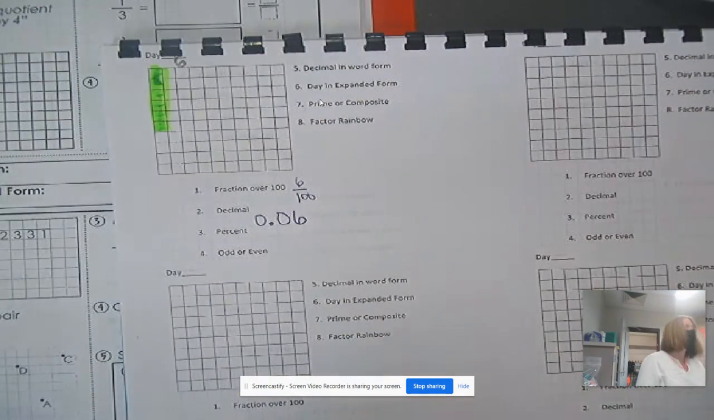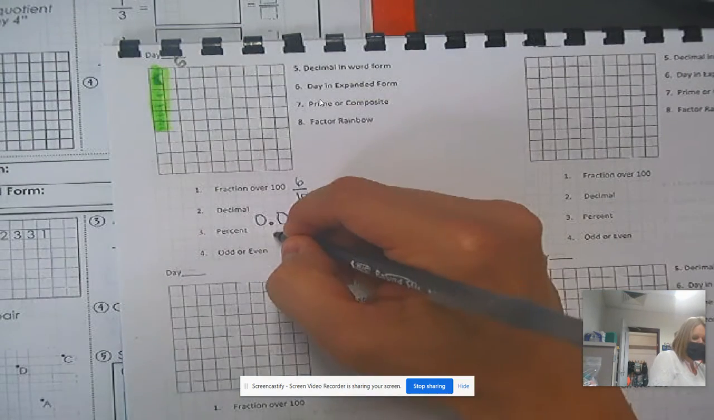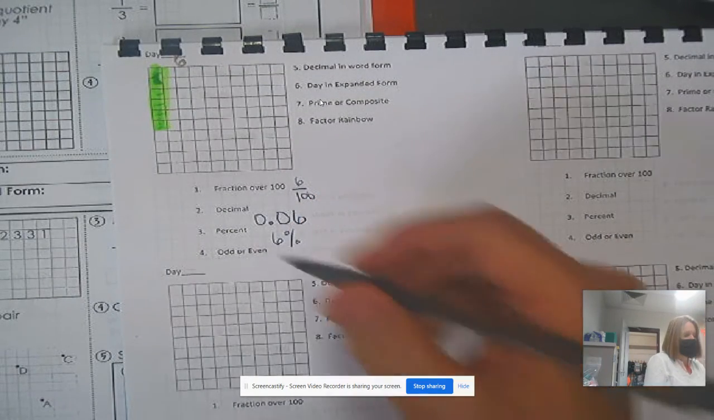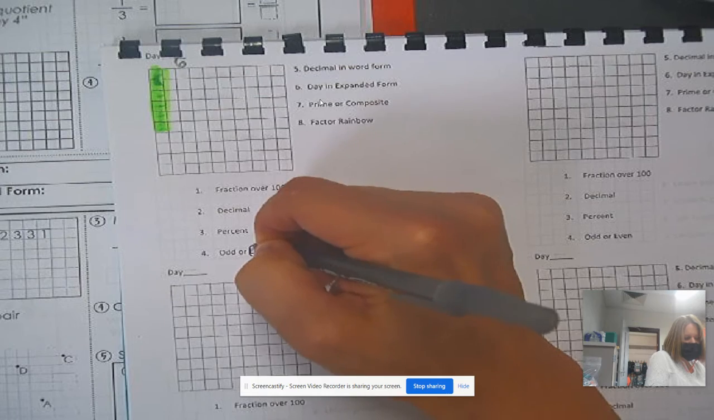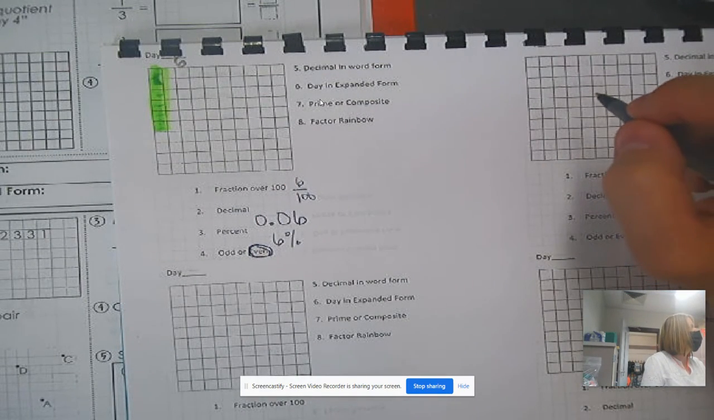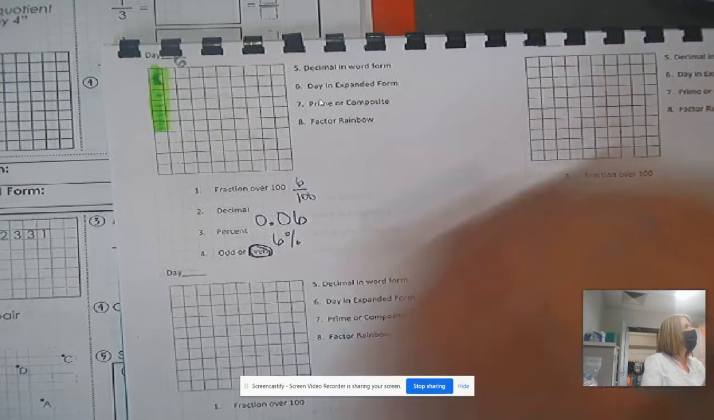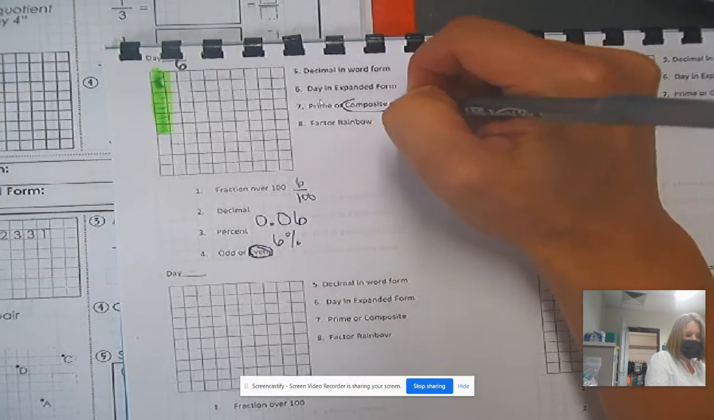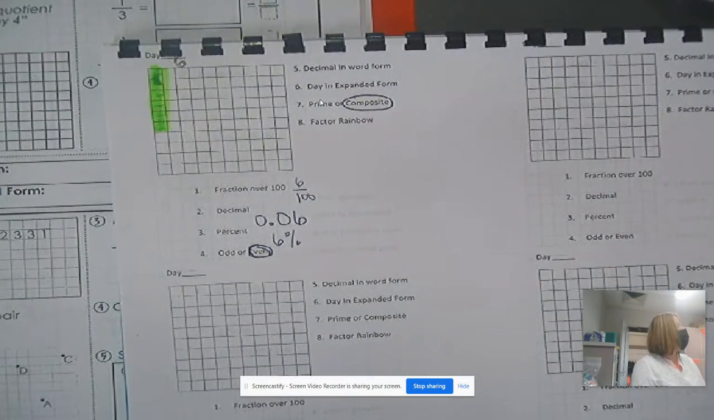Okay, percent. If you got 6 correct out of 100, what is your percentage? 6%. Good. Odd or even? Even. So if I circle even, what can I automatically do? What did we talk about? What can I automatically do? Yes, Kelly. Yes, composite, because all even numbers are divisible by which number?